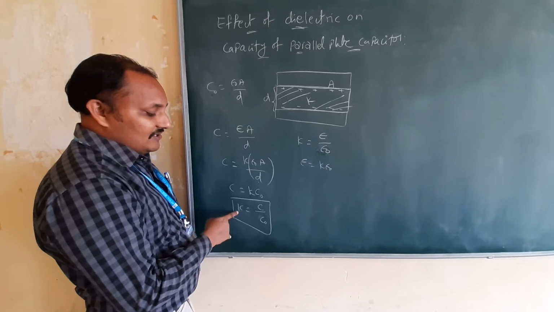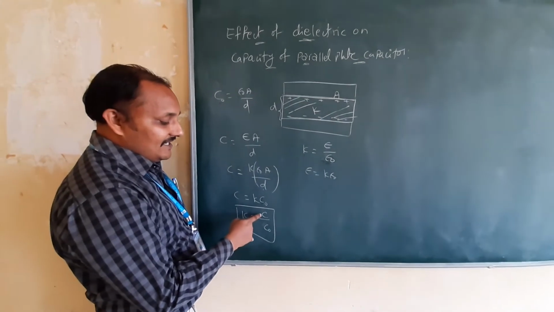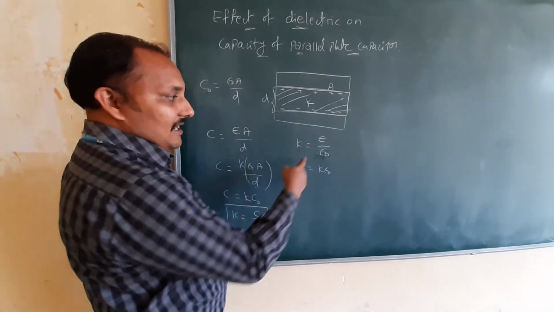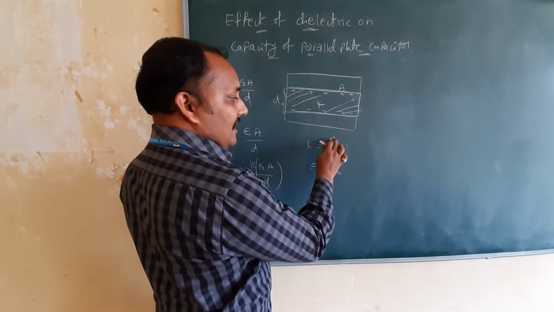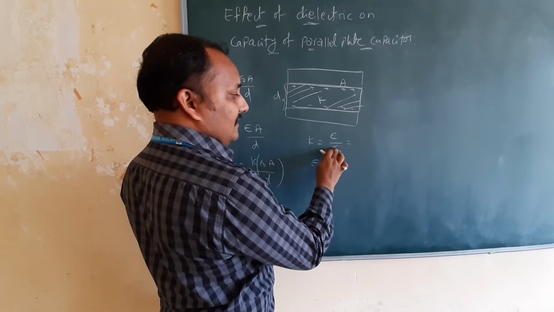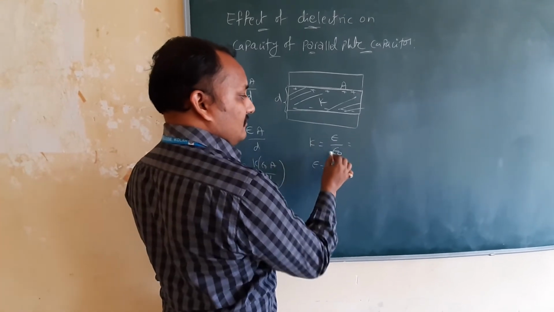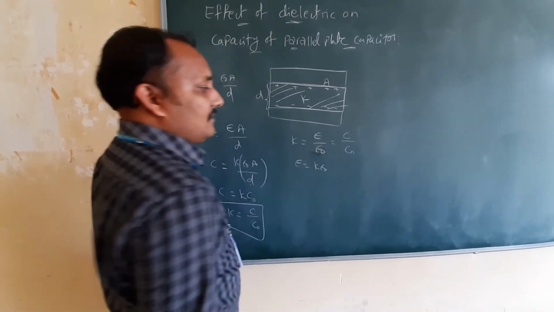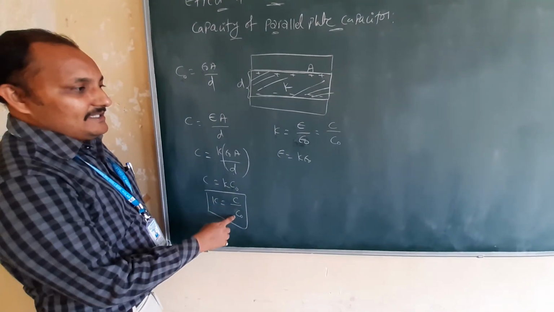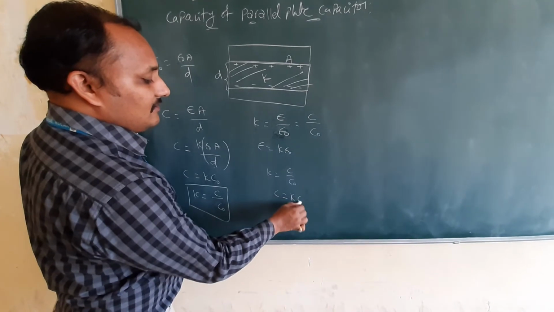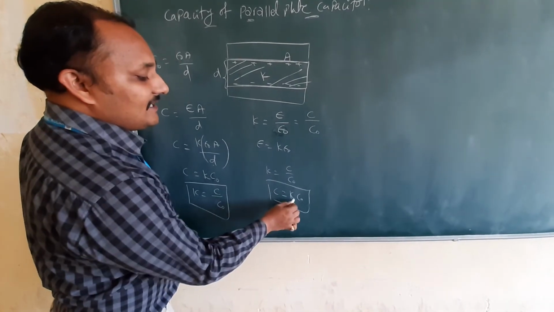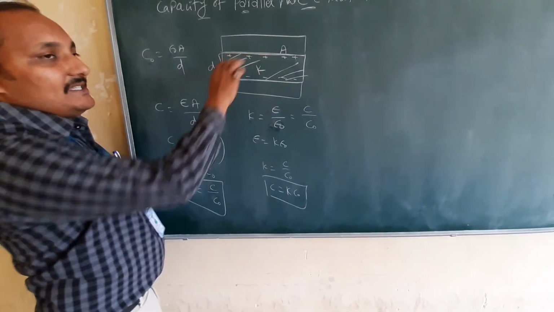Now another new definition of dielectric constant in terms of capacity is C by C naught. Our previous definition was epsilon by epsilon naught. Without forgetting this one, K is equal to C by C naught. Then C is equal to K C naught, which means capacity increases by K times whenever we are placing a dielectric.